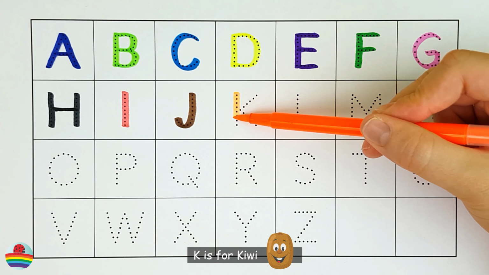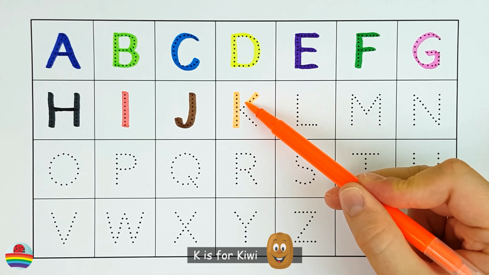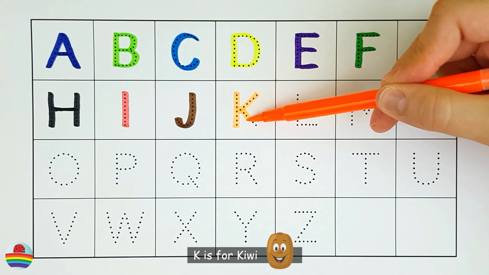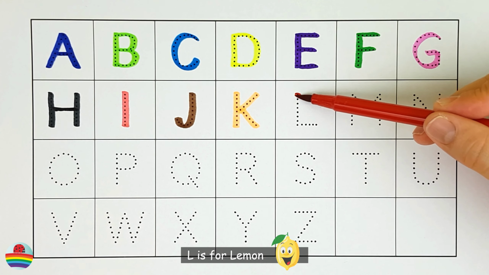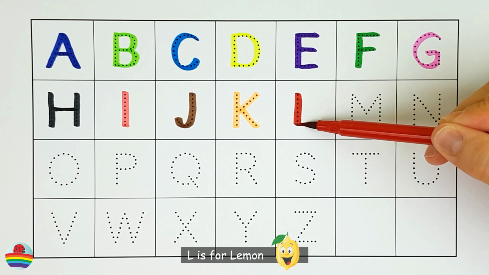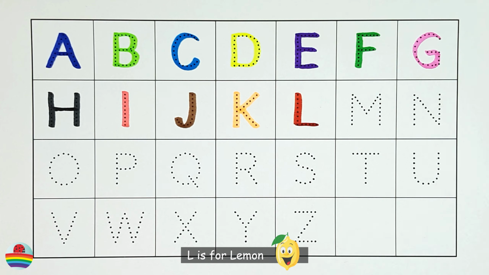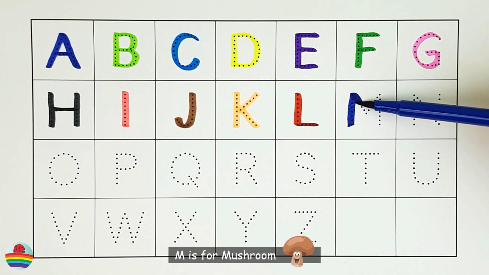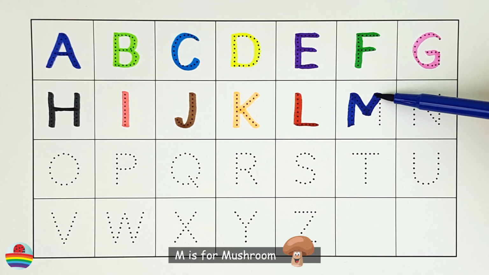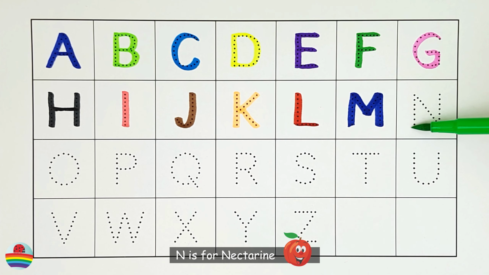K. K is for kiwi. K. L. L is for lemon. L. M. M is for mushroom. M. N. N is for nectarine. N.